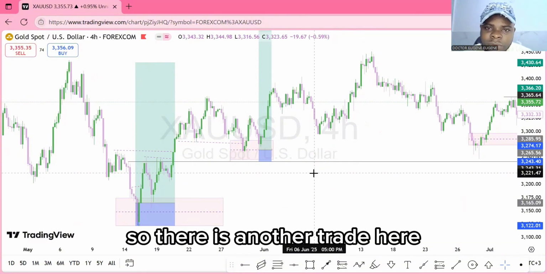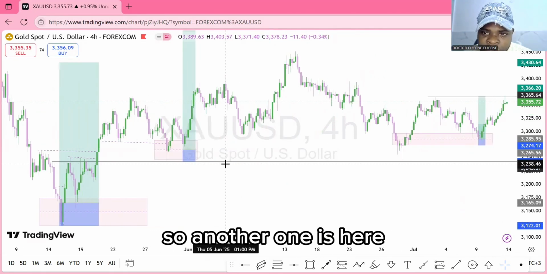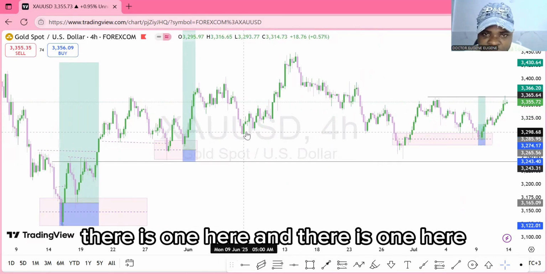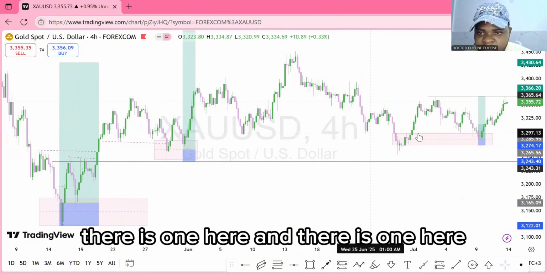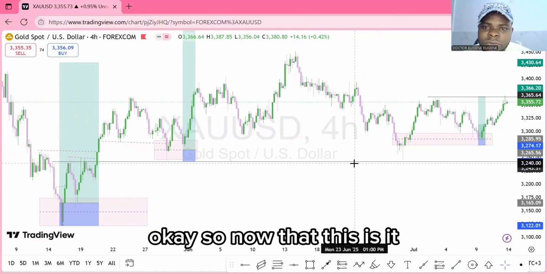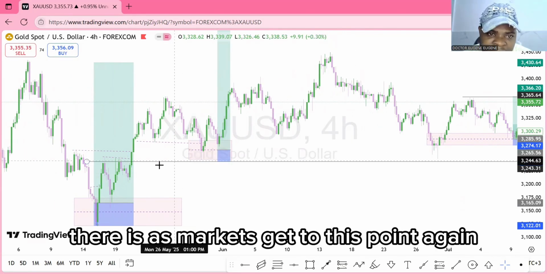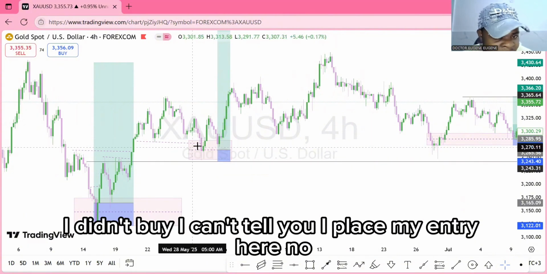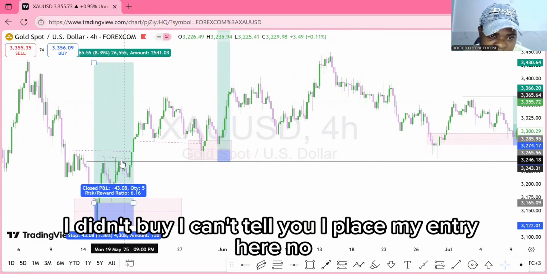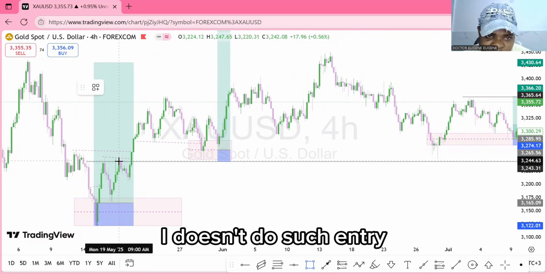Okay, so there's another trade here. So another one is here. There is one here, and there is one here, which is the current one. Okay, so now that this is it, as market gets to this point again, I didn't buy. I can't tell you I place my entry here. No, I don't do such entry.